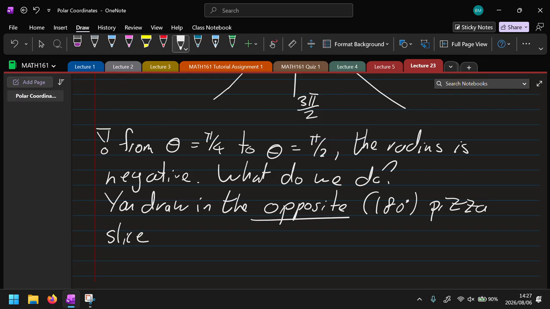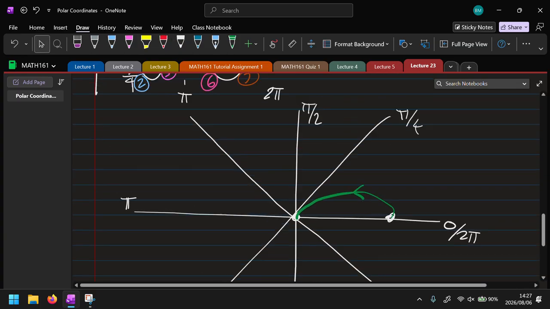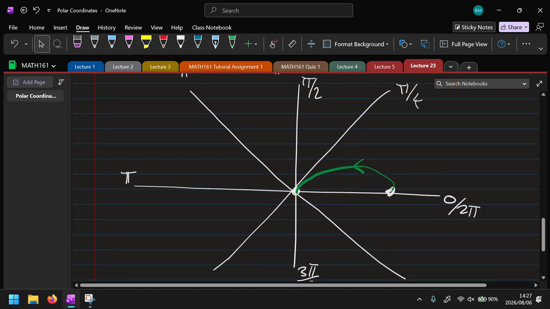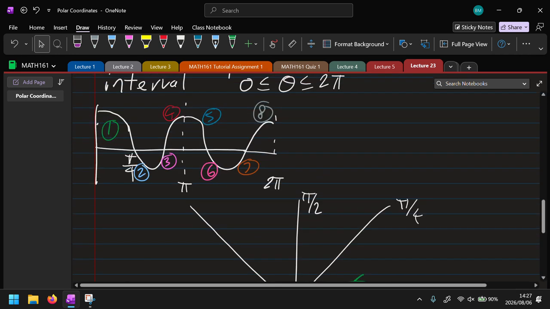Right, technically it's called a sector, but don't worry about that. We'll call it pizza slice. Okay, so we need to draw in that little bottom left one. Now, how's that going to work?